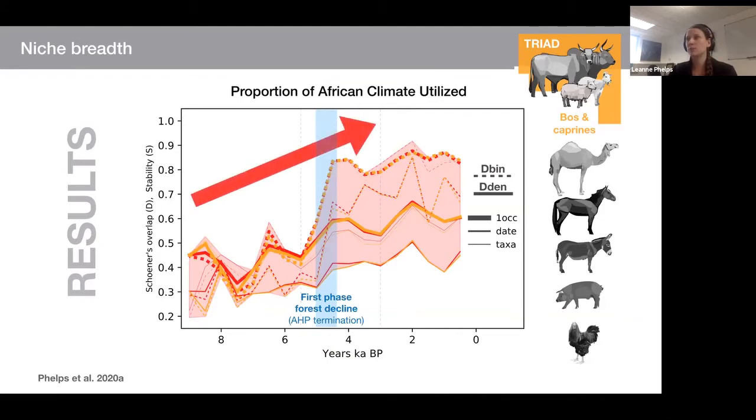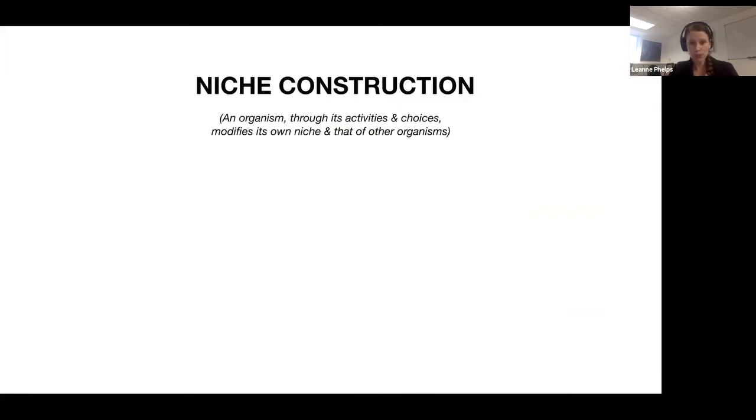What this means is that people are basically modifying their land use strategies in order to move into increasingly new climatic conditions. And this is an example of what we refer to as niche construction. So when I'm talking about niche construction, I don't know how familiar you are with this concept, this niche construction theory, but an organism is able to modify its own environment, and in the process, it can modify the niche of other organisms.